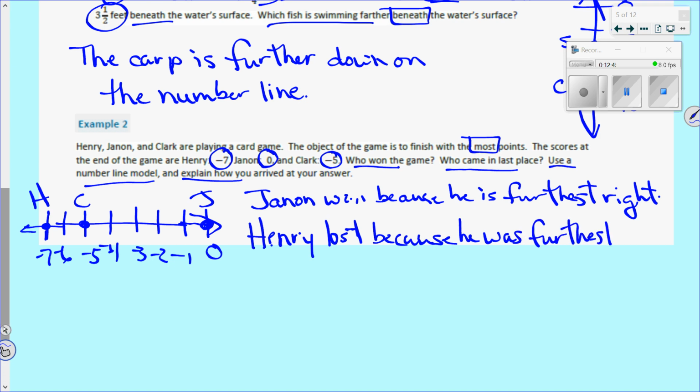Is there anything else we need to do for this question? Saying how we arrived at our answer? Have we done that? Oh, yeah. Never mind. We did that as part of our explanation of who won and lost, right? So we kind of killed 2 birds with 1 stone by giving a complete answer.